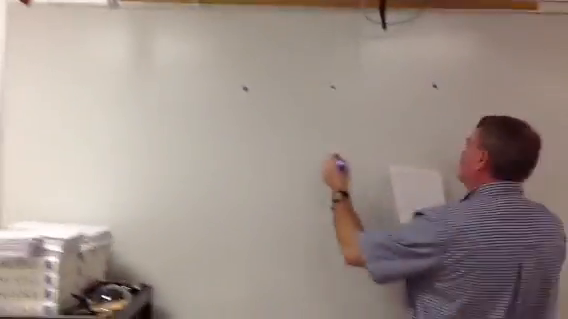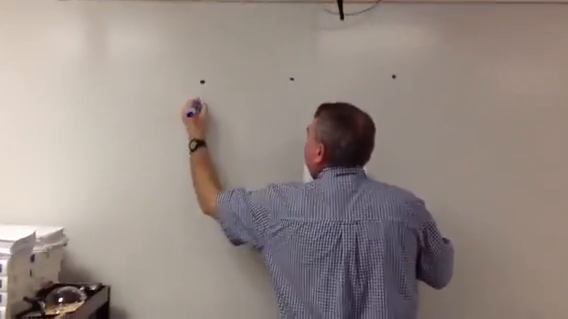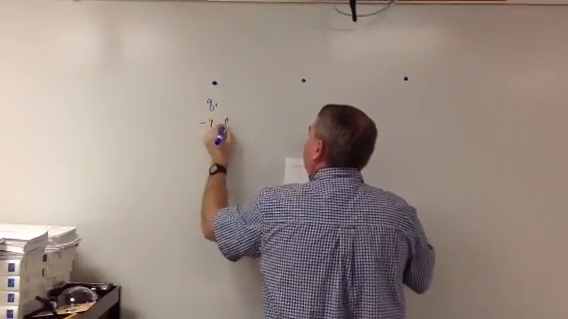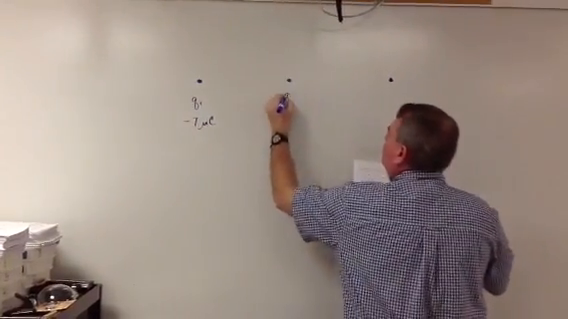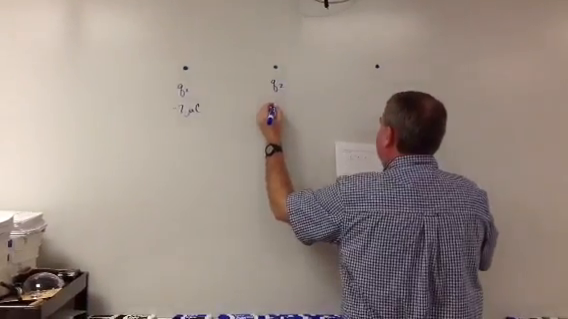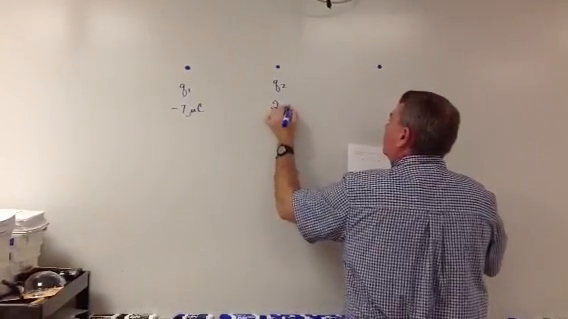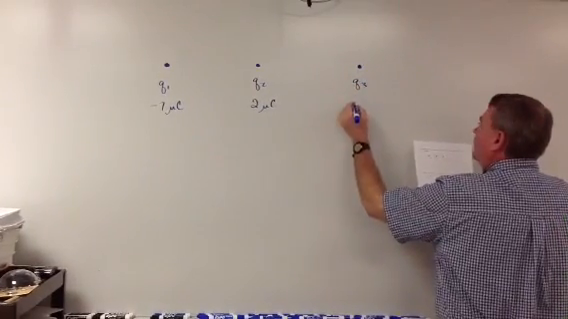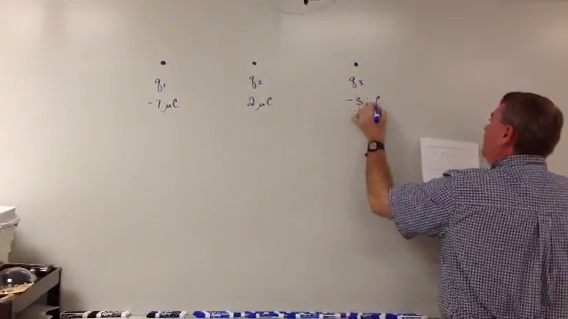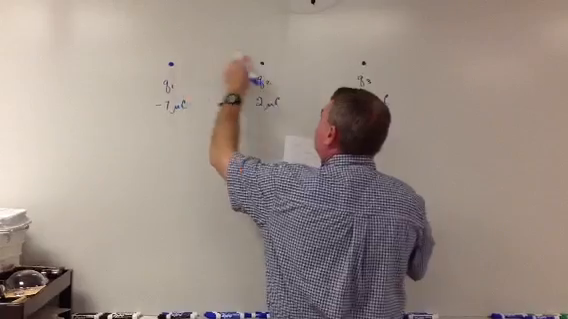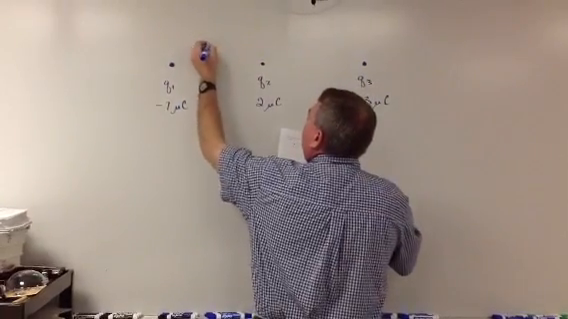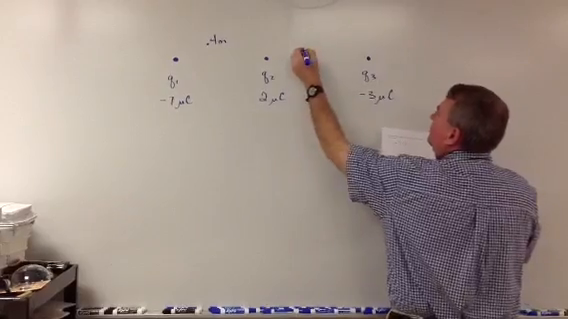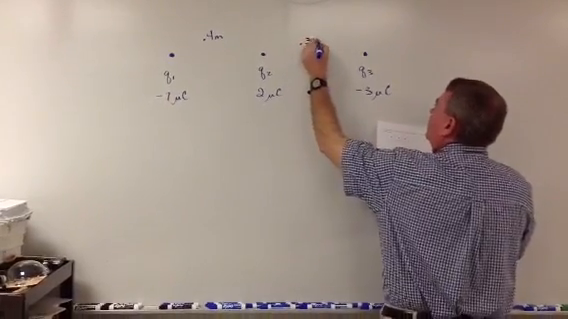Now, we have Q1 is here. It has a charge of -7 microcoulombs. Q2 is here, and it has a charge of 2 microcoulombs. Q3 is here, and it has a charge of -3 microcoulombs. The distance between these two charges would be 0.4 meters. The distance between Q2 and Q3 is 0.3 meters.